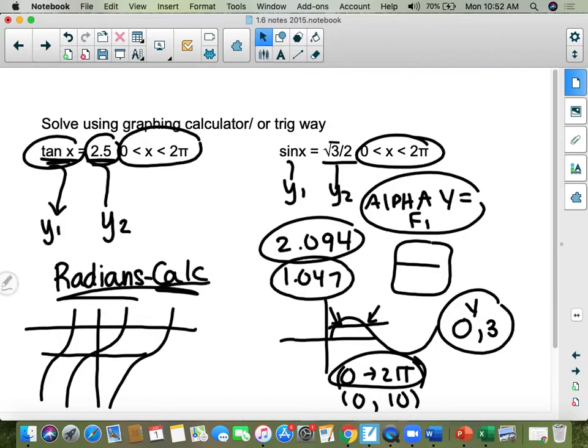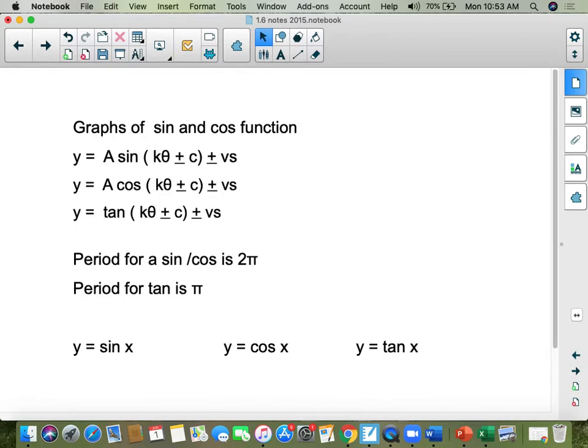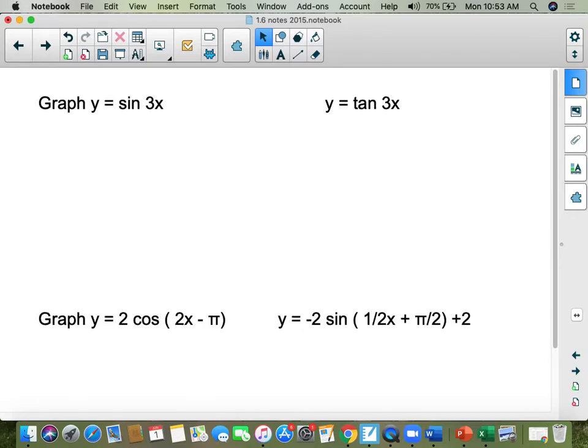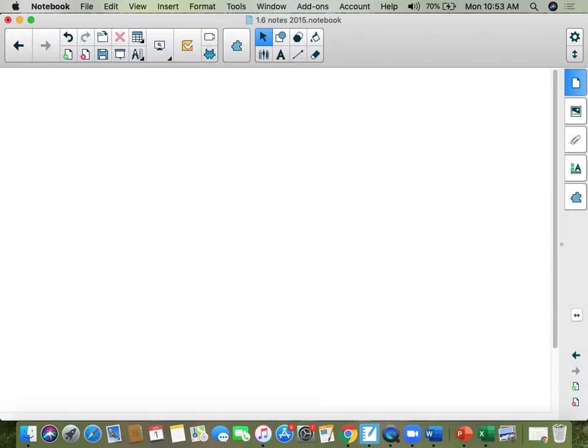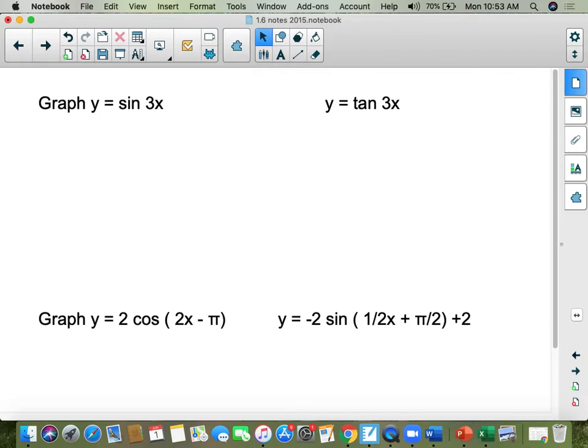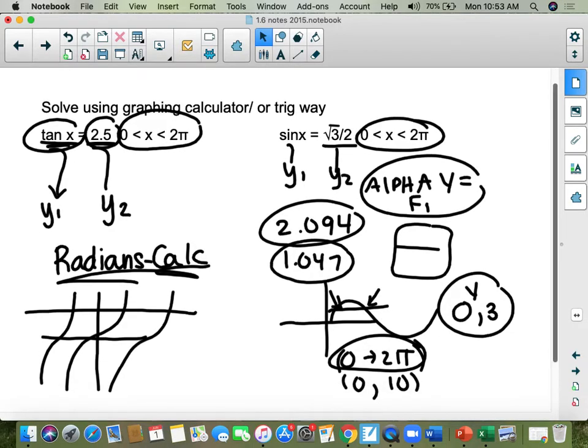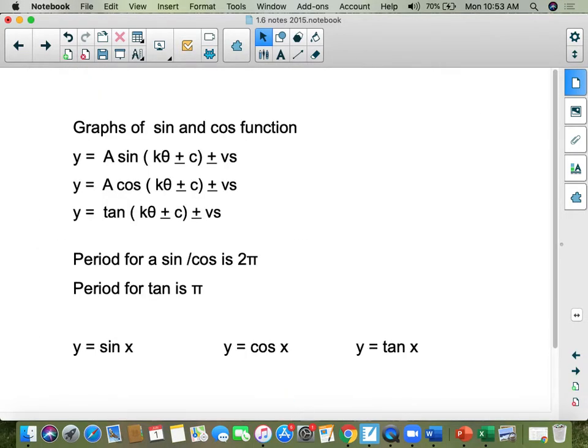So. Okay, the last part, I guess we have a couple parts left. I think this might be the last page. Yeah, we're just showing you how to graph. So, graphs of sine and cosine functions and tangent functions. You did this. This was chapter 6 last year, you guys.